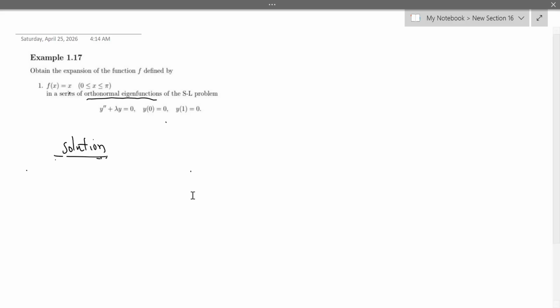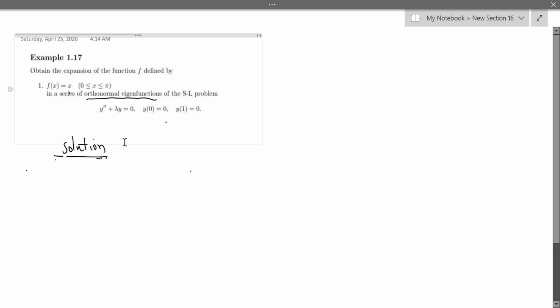This is the continuation of the last video, which is the expansion of a function in a series of orthonormal eigenfunctions or orthonormal functions. So we have a question: f of x is equal to x. We are asked to expand it in this series of orthonormal eigenfunctions.